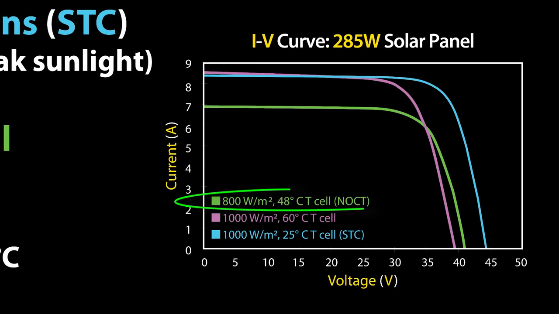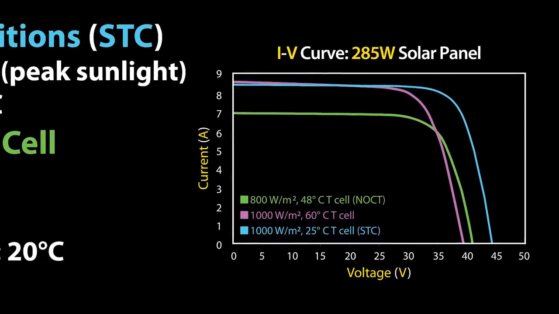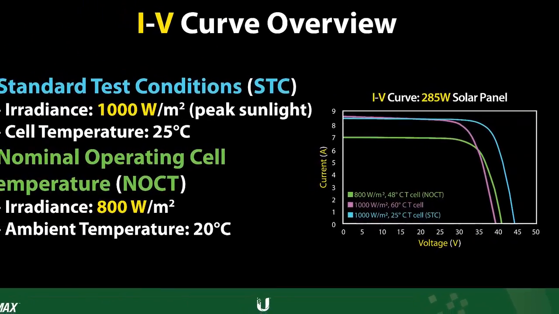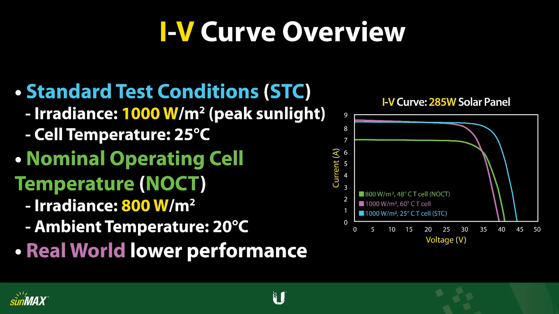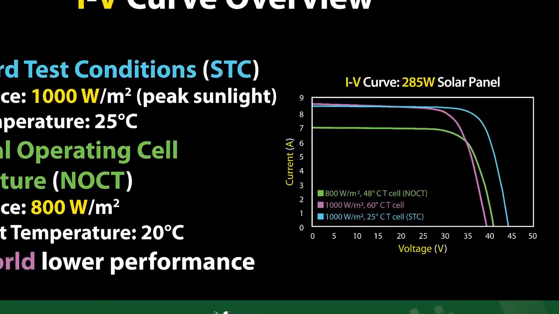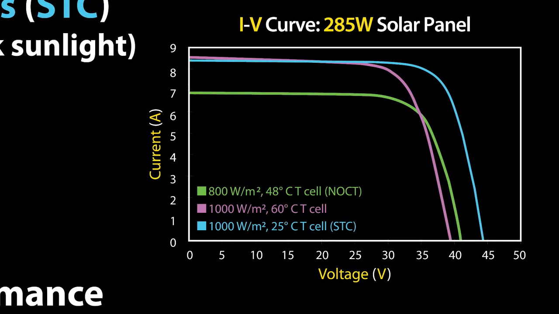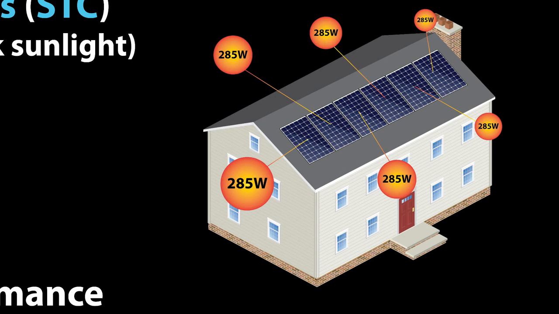Compared to STC, the cell temperature reaches 48 degrees Celsius, about 120 degrees Fahrenheit, under NOCT conditions. The purple curve represents more real-world conditions, with peak sunlight and a cell temperature rating of 60 degrees Celsius or 140 degrees Fahrenheit. So, although the panels are rated to a maximum power of 285 watts using standard test conditions, the actual achievable power varies widely.